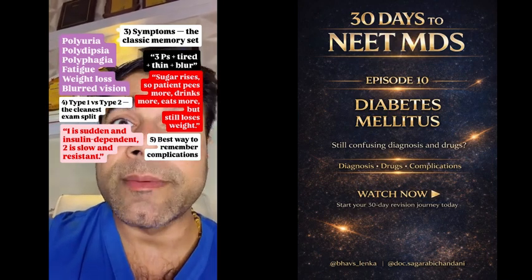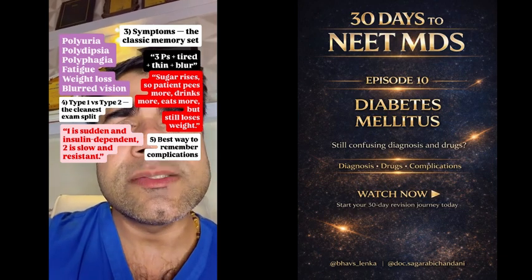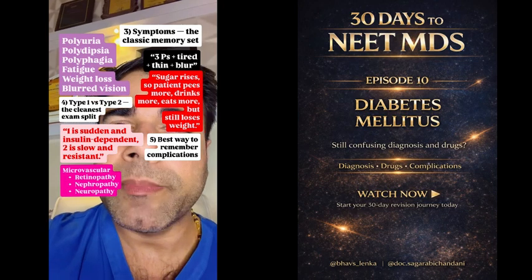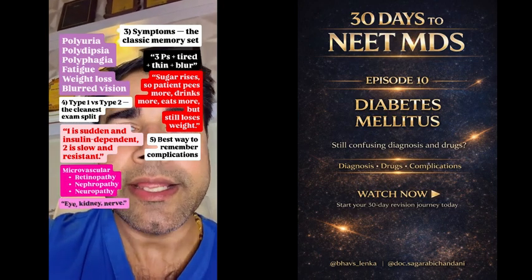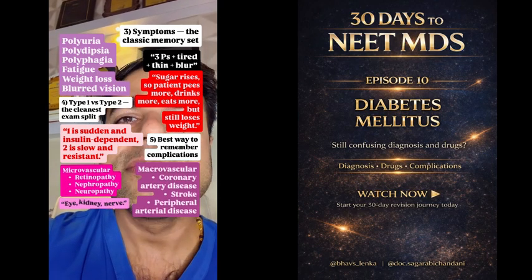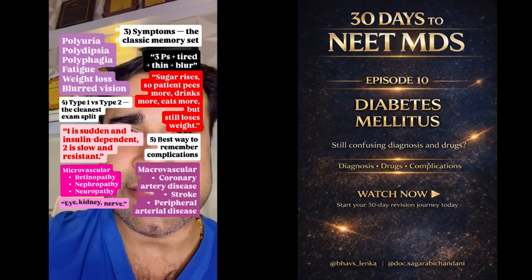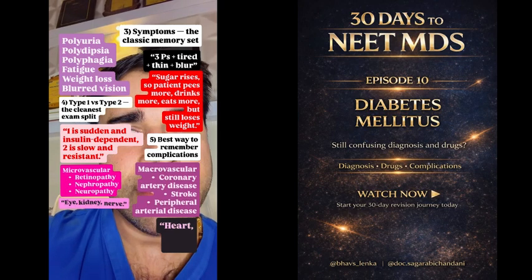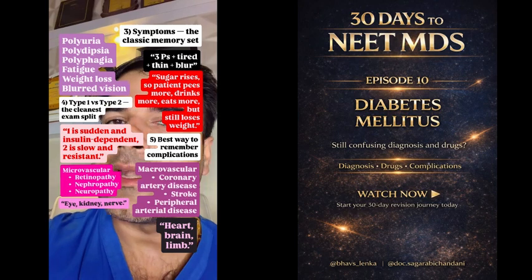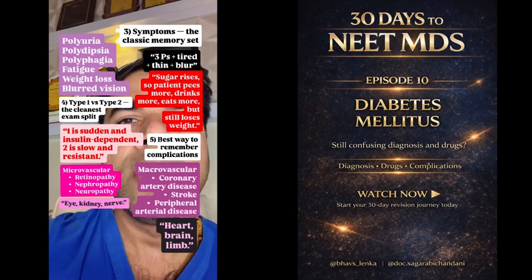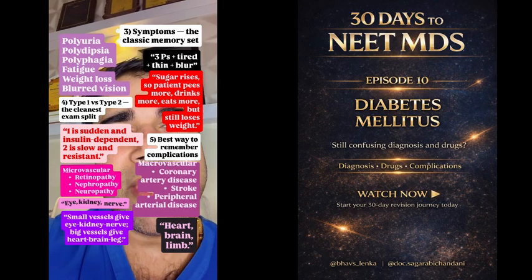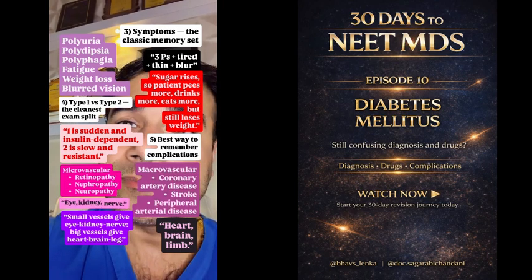Next, best ways to remember the complications. Split them into small vessel and big vessels. Microvascular: retinopathy, nephropathy, neuropathy. Mnemonic: eye, kidney, nerve. Macrovascular: coronary artery disease, stroke, peripheral arterial disease. Mnemonic: heart, brain, limb. NIDDK notes that diabetes can damage the eyes, kidney, nerves and heart over time. One line memory: small vessels give eye, kidney, nerve. Big vessels give heart, brain, leg.